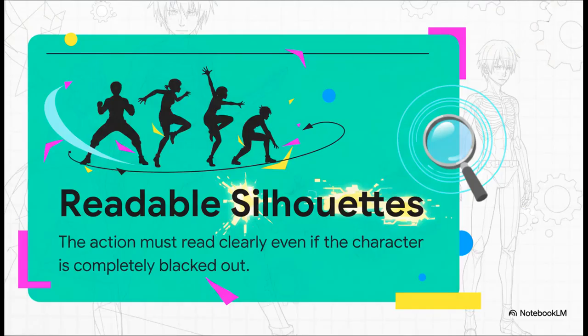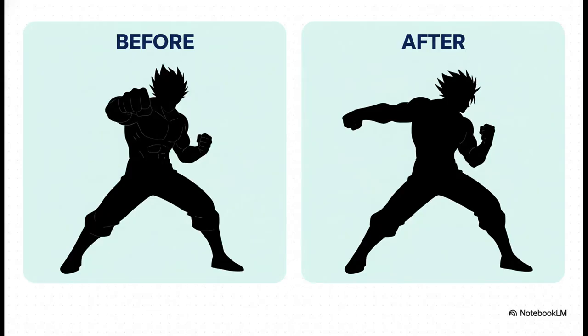First up, readable silhouettes. Now this idea is so simple, but it is so powerful. Basically, if you can't tell what's happening when your character is just a solid black shape, then the pose just isn't strong enough. The best animators think in shapes first, details second. A clear silhouette? It's non-negotiable. And here's a perfect example. See the before image? It's just a jumbled mess. You can't really tell where the arms and legs are. But that after silhouette, it's totally unmistakable. You see the direction, you feel the force, you get the intent. That is what you're prompting for, a clear, readable silhouette with limbs separated.